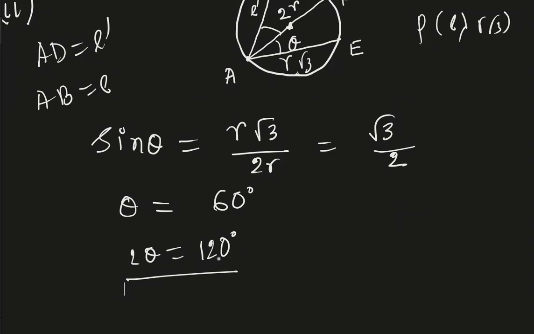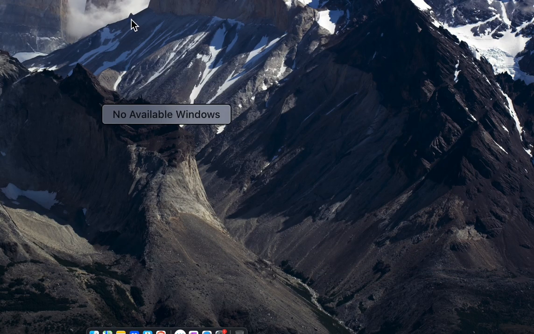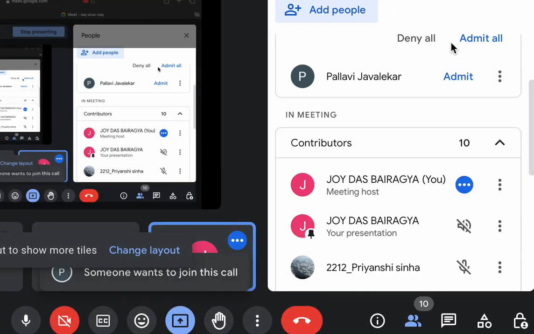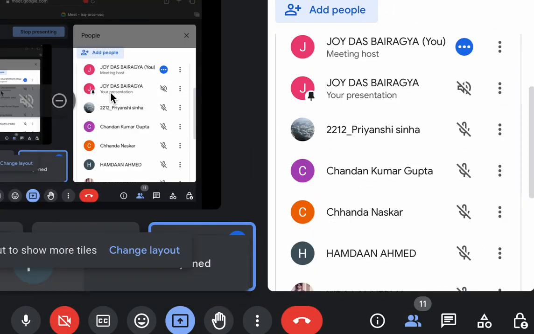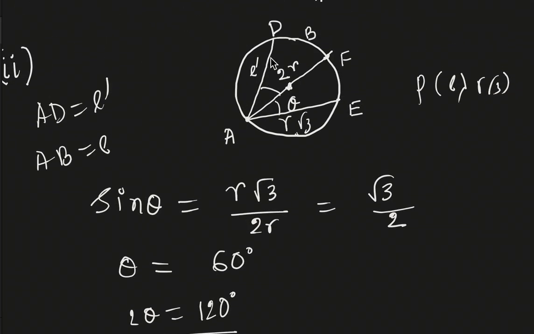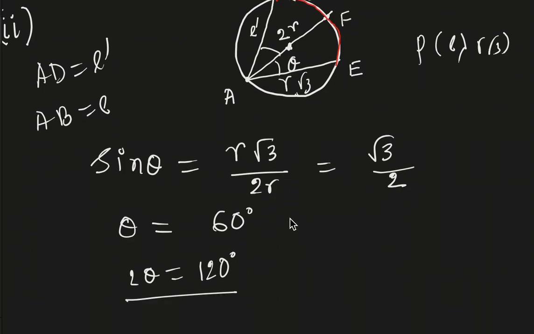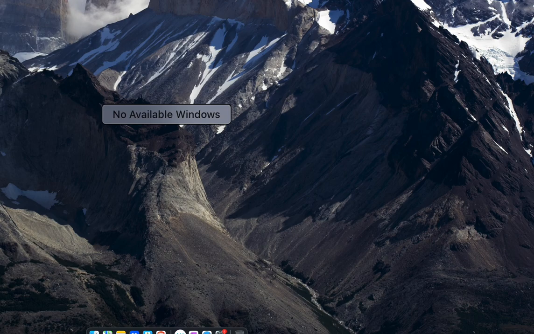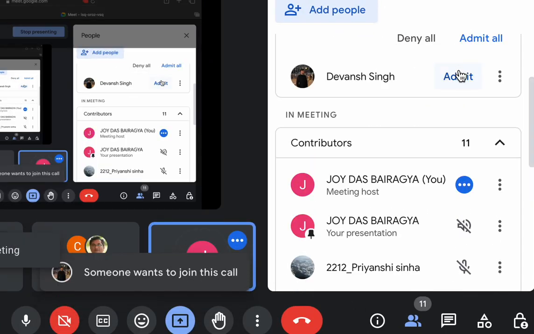If I draw AD, and any chord whose endpoint is A and whose other point is between this DE, then we know that the length of that chord will be automatically greater than R root 3.